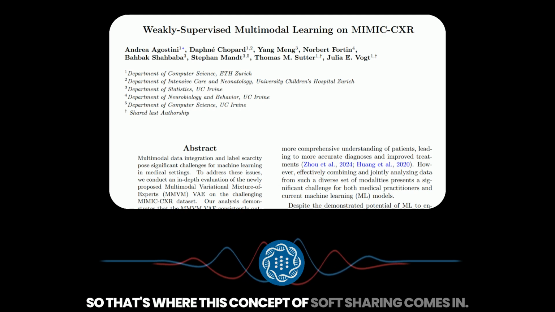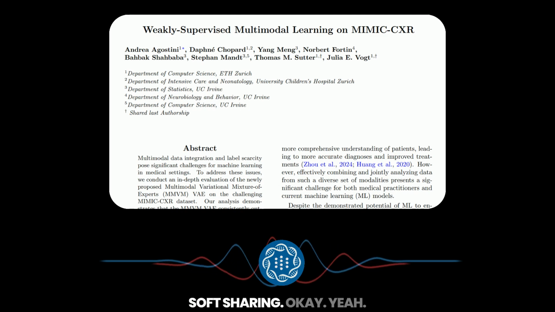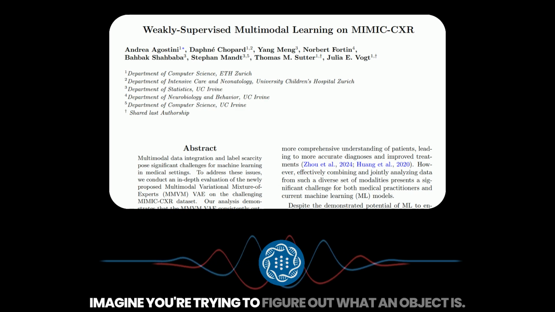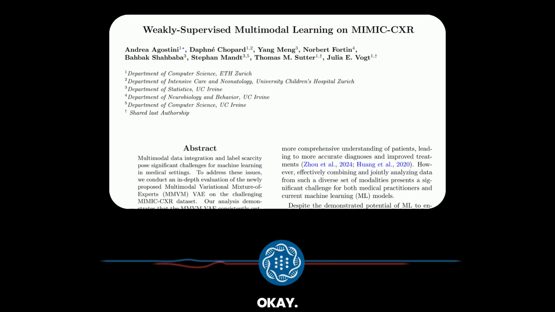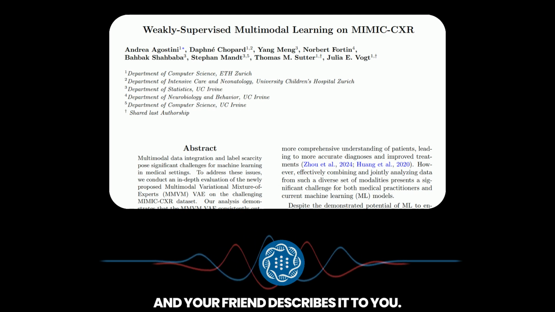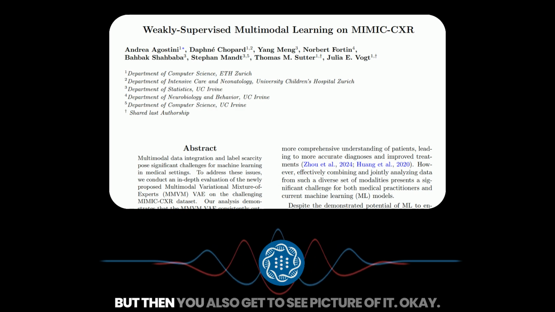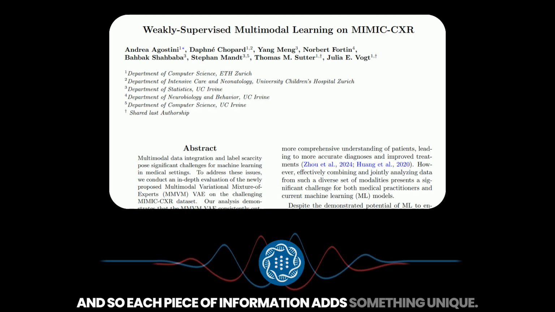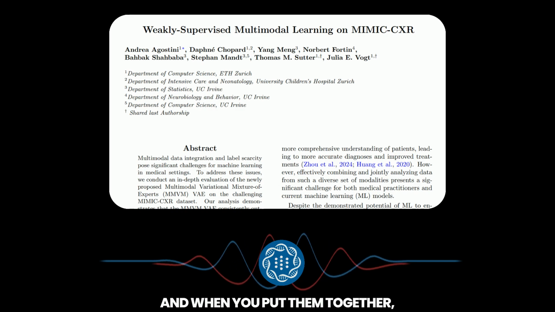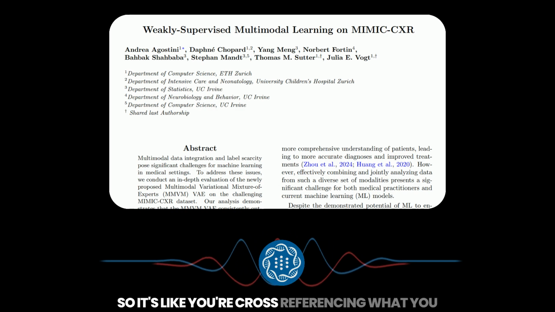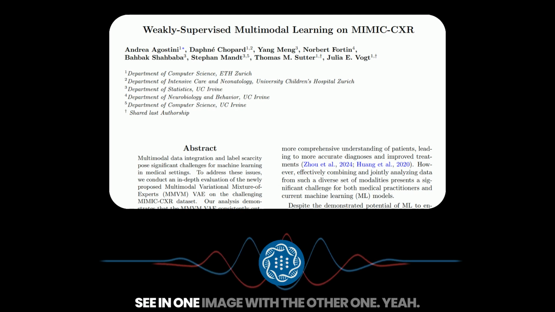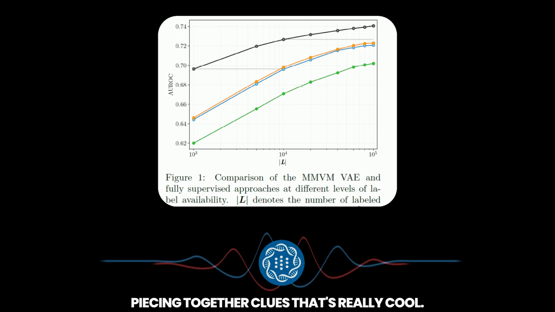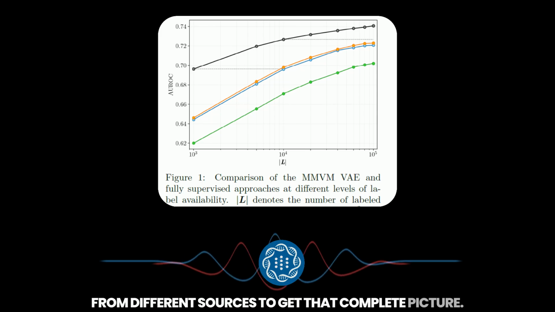So that's where this concept of soft sharing comes in. Soft sharing. Okay. Think of it like this. Imagine you're trying to figure out what an object is, and your friend describes it to you. That gives you some information. But then you also get to see a picture of it. Each piece of information adds something unique, and when you put them together, you have a much better understanding. So it's like you're cross-referencing what you see in one image with the other one. Yeah, it's like the model's becoming a detective, piecing together clues from different sources to get that complete picture.